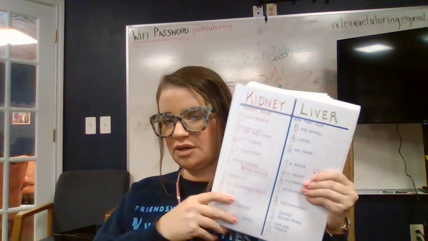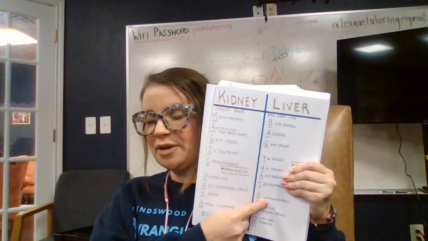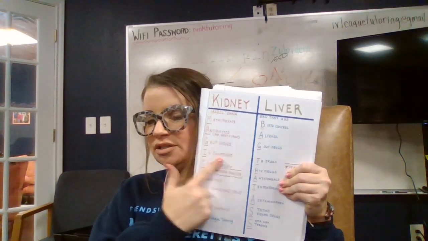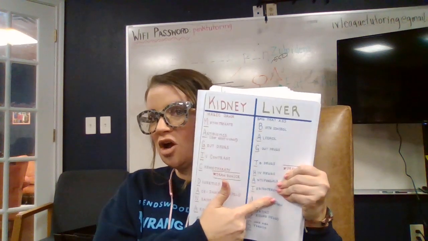Kidney and liver. This is your next kidney liver. Wait, that's all. Oh yeah, I do have to go back and just go over the cheat sheet. All right, this is your next homework assignment. These are drugs that are kidney toxic. These are drugs that are liver toxic.